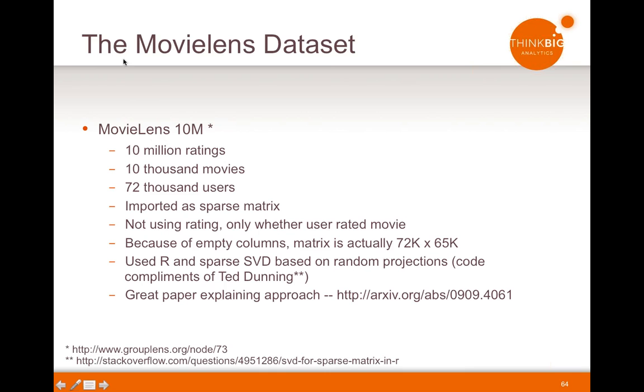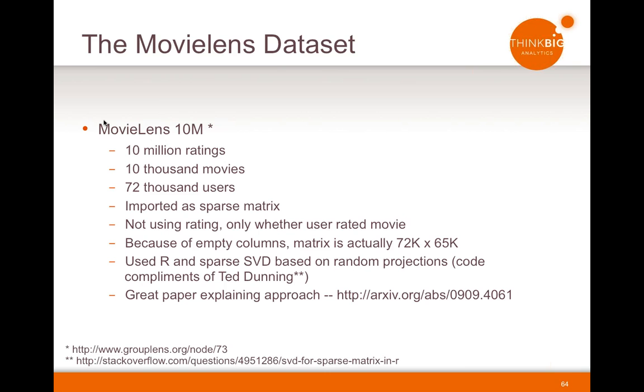So as an example, I took the Movielens Dataset, which is 10 million movie ratings. It's 72,000 users rating 10,000 movies. I imported that into R as a sparse matrix. I threw away the actual ratings. So if users rated movies 1, 2, 3, or 5 on a 5-point scale, I don't care about the rating. I just said, did they watch the movie?